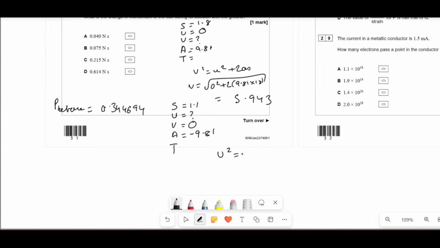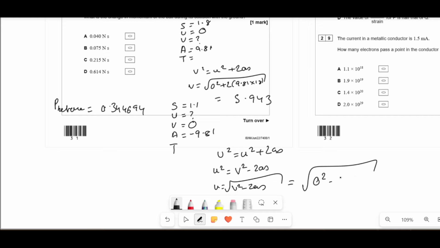V squared equals U squared plus 2AS. So then U squared equals V squared minus 2AS. So U equals the square root of V squared minus 2AS, which is going to be what? U is the square root of 0 squared minus 2 lots of 1.1 times minus 9.81. If I do that, I get an answer of 0.4643.